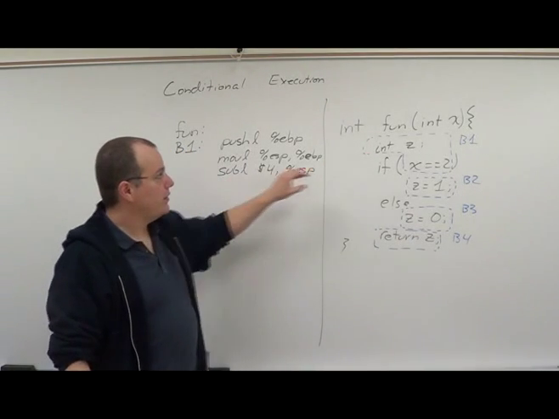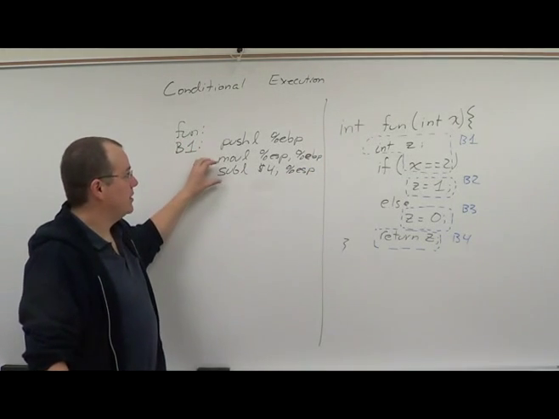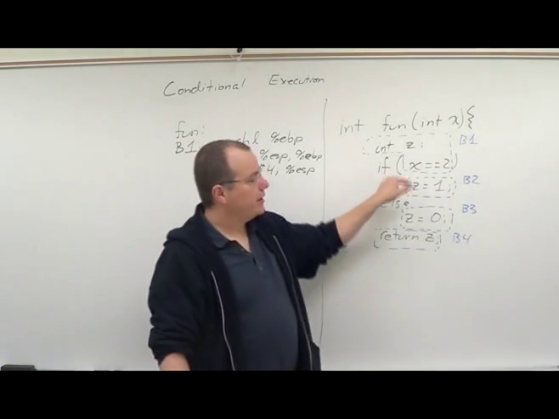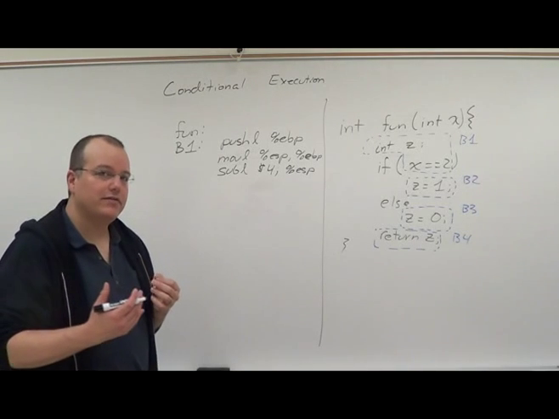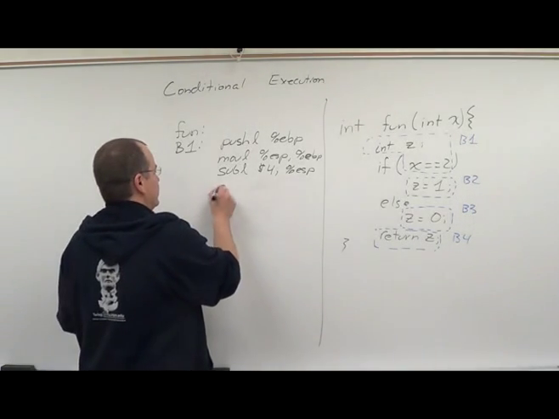And the truth is, however many arguments you, or however many local variables you've got, they all get bundled into one subtraction. So now I need to do this comparison. How does x compare to 2? This actually is kind of interesting. There's a new instruction that we need, and it's called compare.